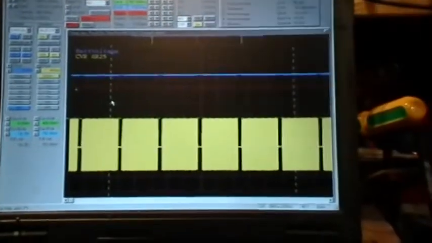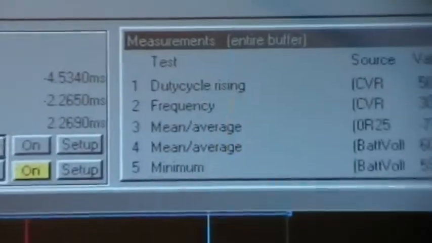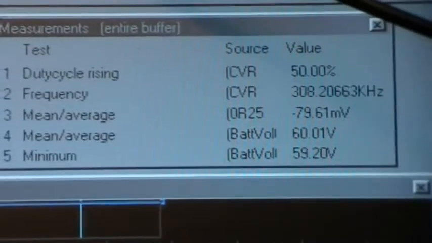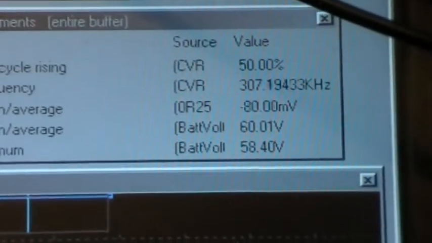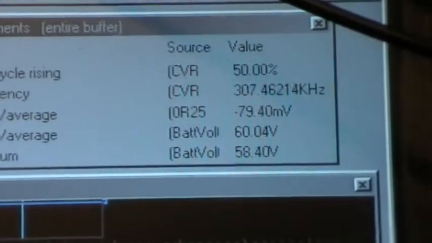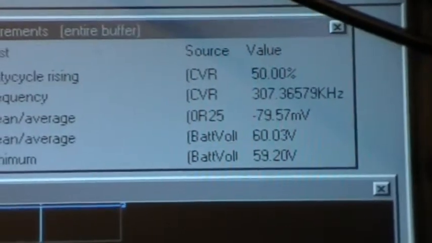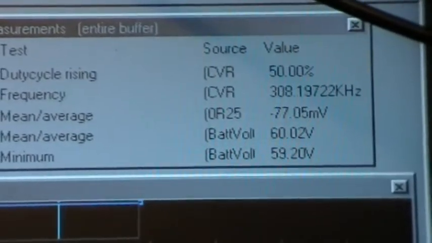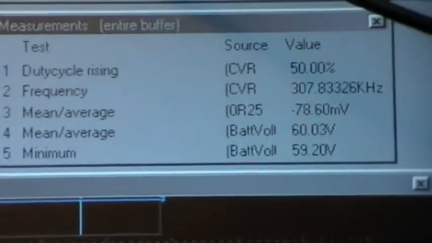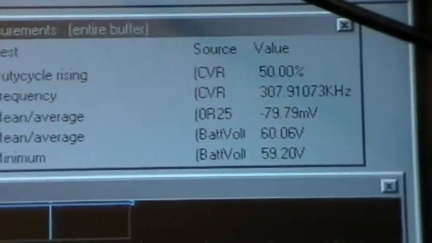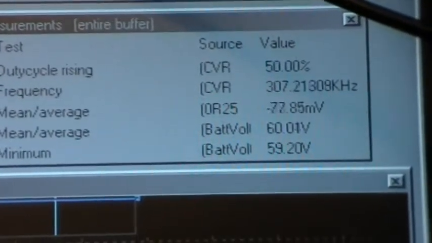Now notice this. We've got the oscillations going, running strong. We have the mean average R25 there of 77, 78, 79, 80, 81. So between 77 and 81 millivolts there, and that's minus because of the inverted trace, right?